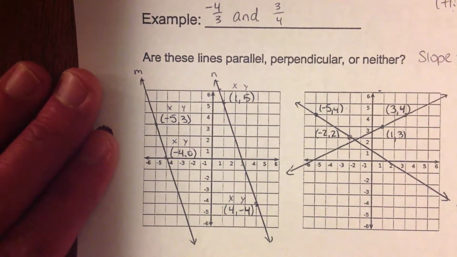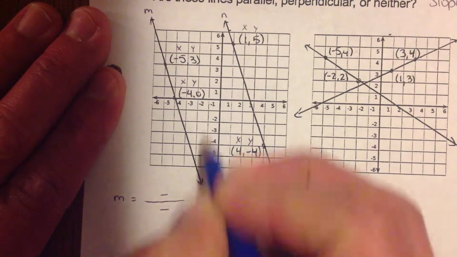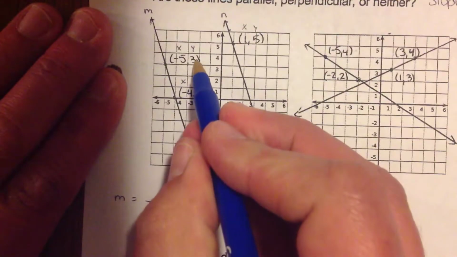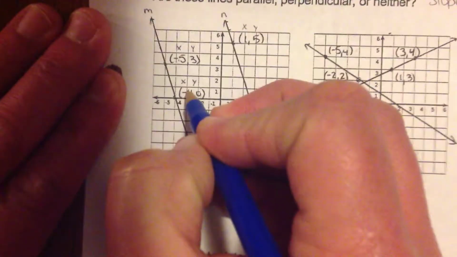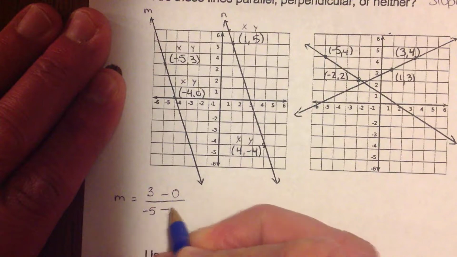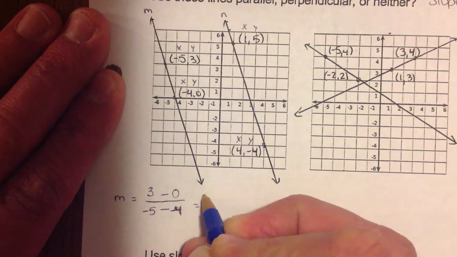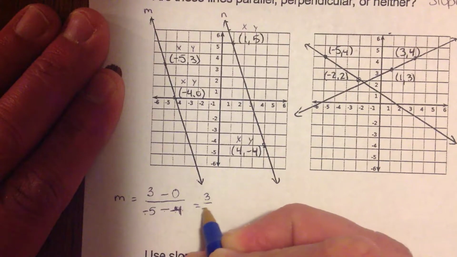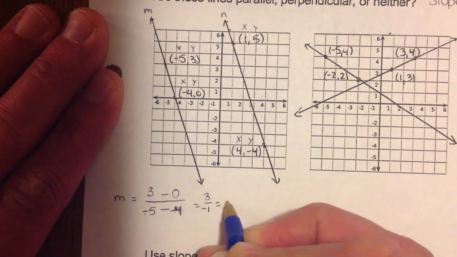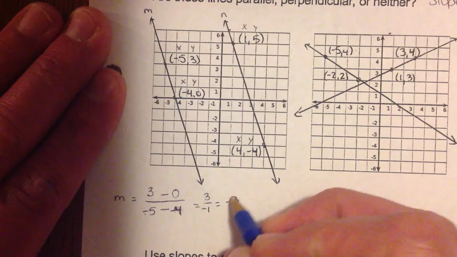Alright, so let's decide if these lines are parallel, perpendicular, or neither. So let's look at line M. Again, I'm going to subtract my y's on top, 3 minus 0. My x's go on the bottom, -5 minus -4. 3 minus 0 is 3. -5 minus -4 is -1. And if I do 3 divided by -1, that's -3. Alright, so that's the slope of that line.